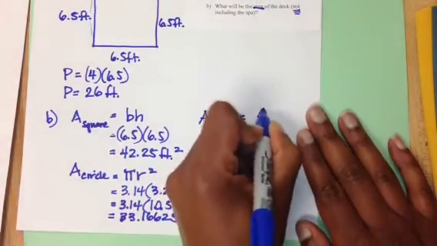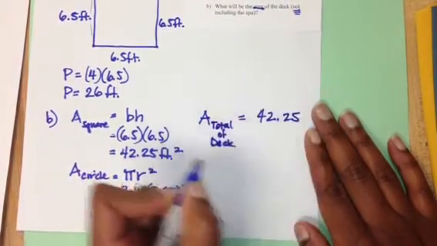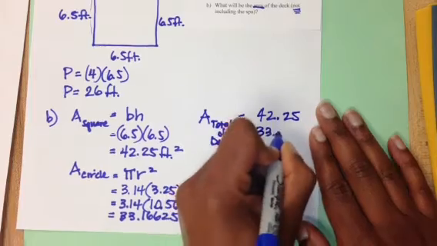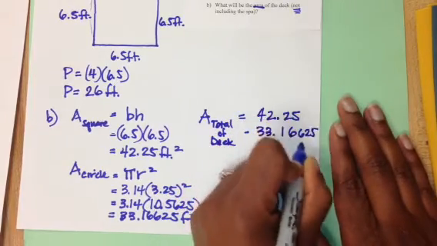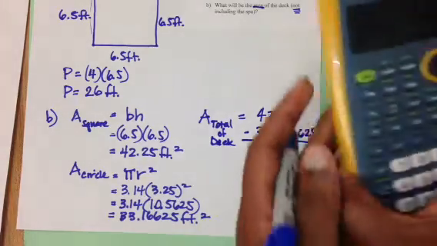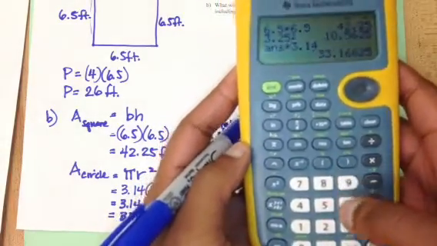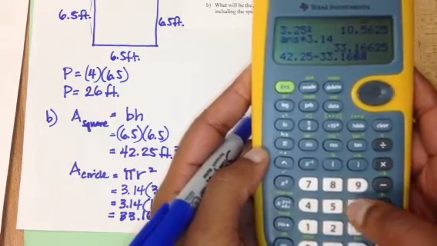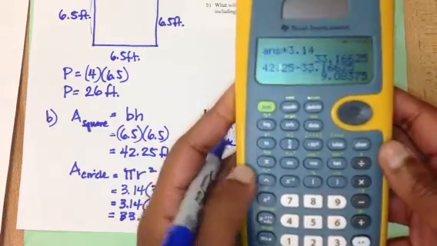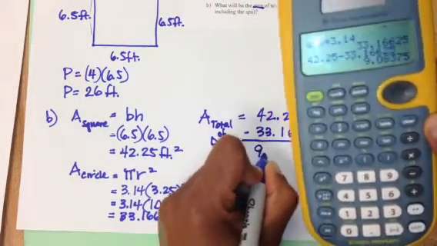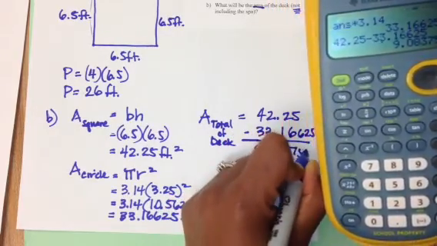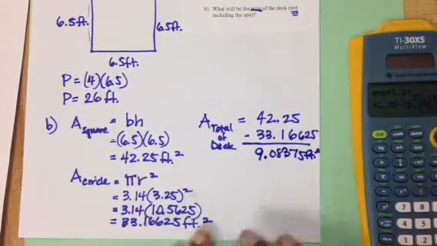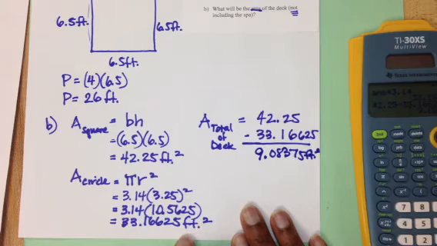So we know our deck was 42.25 feet squared, and then we know our circle or spa was 33.16625. So we're going to subtract those two things. We have 42.25 subtracted by 33.16625. And that gives us a total of 9.08375 feet squared.